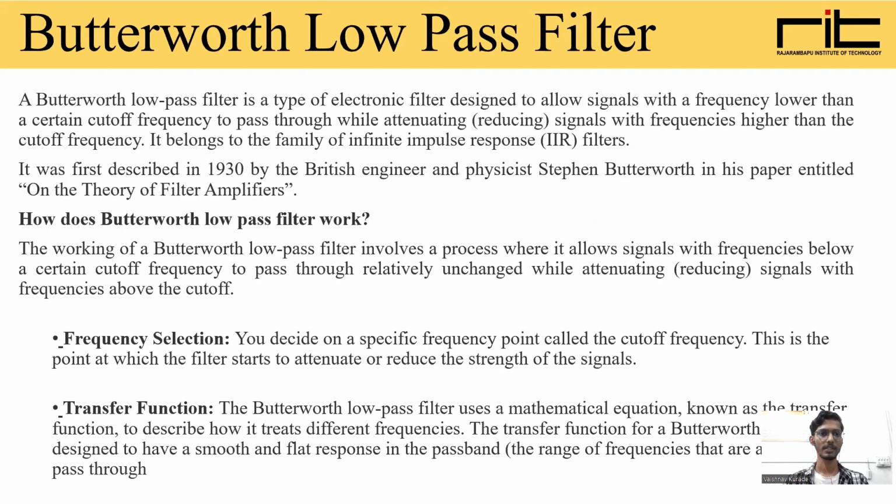A Butterworth Low Pass Filter is a type of electronic filter designed to allow signals with a frequency lower than a certain cutoff frequency to pass through while attenuating signals with frequencies higher than the cutoff frequency. It belongs to the family of infinite impulse response filters.